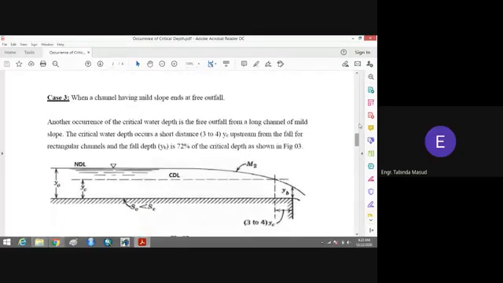This is case number 3, when a channel having a mild slope ends at a free outfall. You can see that this is a channel having a mild slope. The water is coming towards the end, and here we have a free outfall. What is a free outfall? In our common language, we know it as an upshar. That is known as an outfall, free outfall. Here we have a free outfall, and you can see that since this is a mild slope, here the depth of the flow is y0.